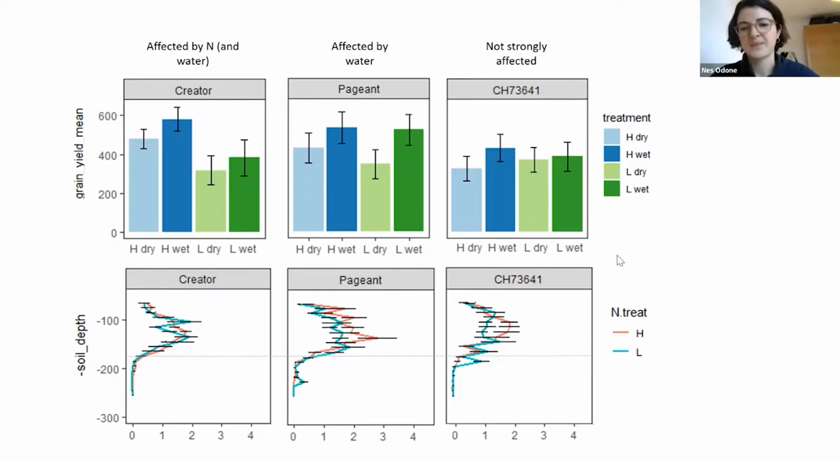And the idea here is that we want to see how these above ground and below ground traits interact, and how the roots can affect how the nitrogen and water treatments affect the yield.